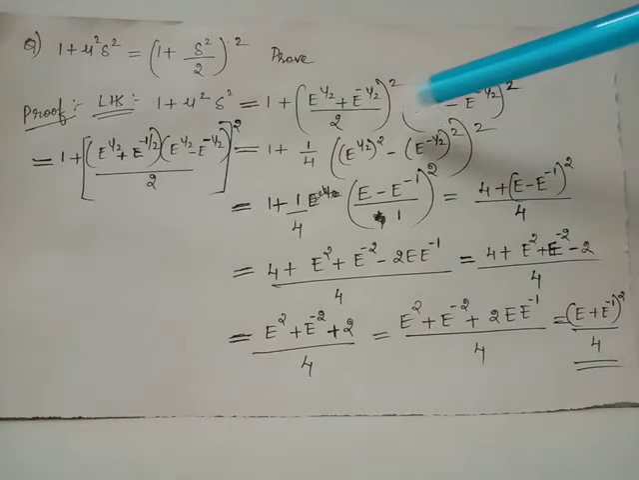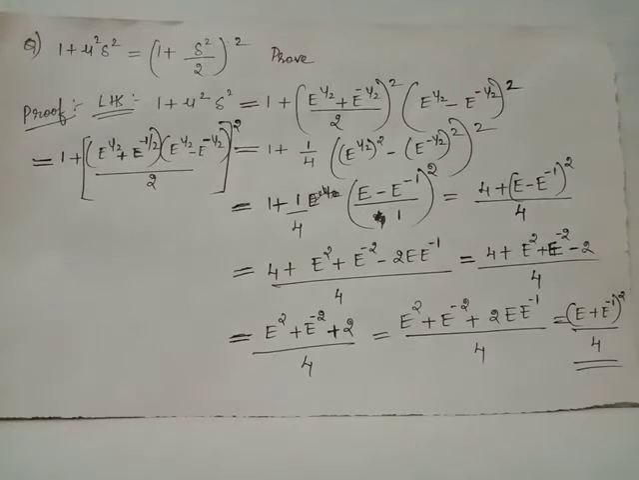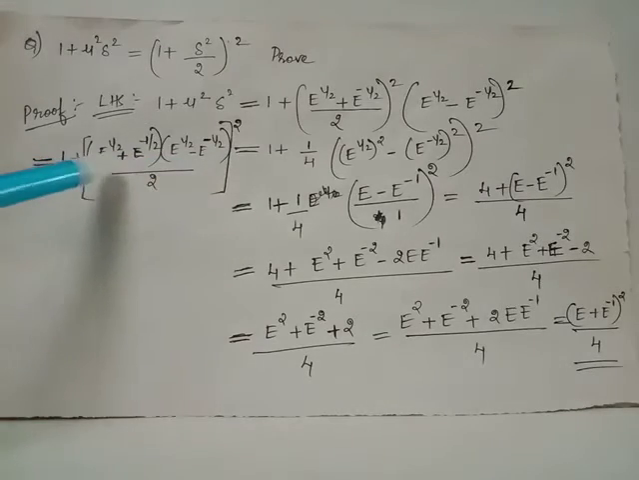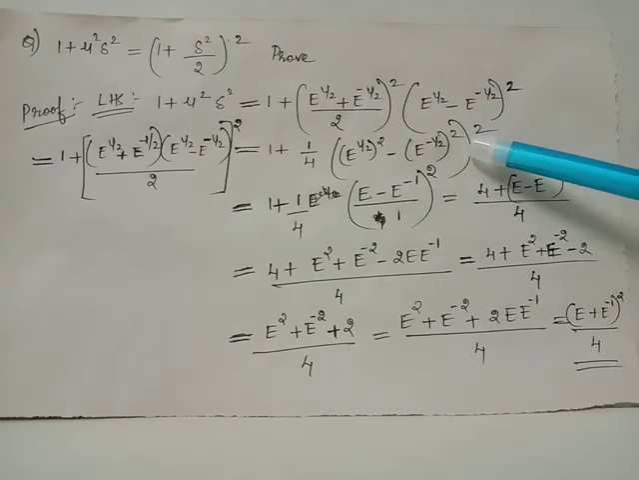Since the square is common to both these terms, it can be rewritten as 1 + ((e^(1/2) + e^(-1/2)) × (e^(1/2) - e^(-1/2))/2)². The (1/2)² becomes 1/4. These terms are of the form (a + b)(a - b), which can be written as a² - b², and we get this.